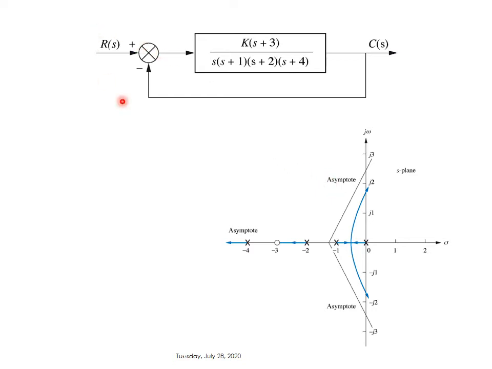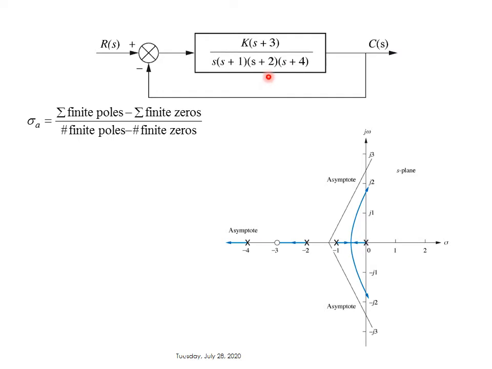So imagine we have this system with a forward transfer function, and the feedback transfer function is a unity feedback transfer function. Here we have the gain k that will vary, and then G(s) is basically this part, s plus 3 over s plus 1, s plus 2, s plus 4. So what do we do first? Before going into the asymptotic lines, we can see that there are 4 poles if k equals 0, and there's only 1 zero.